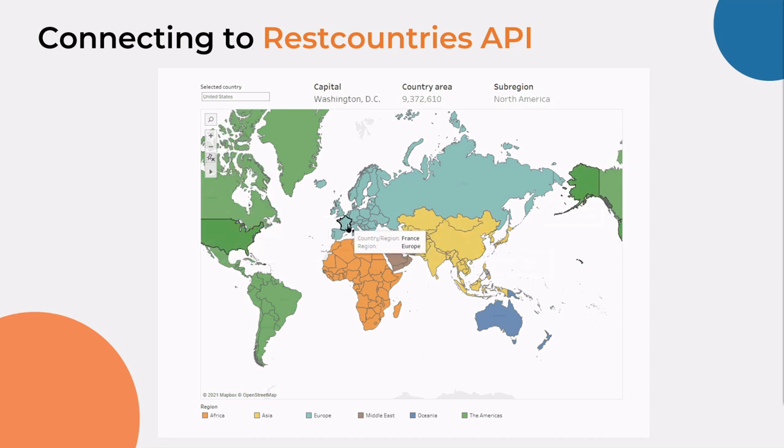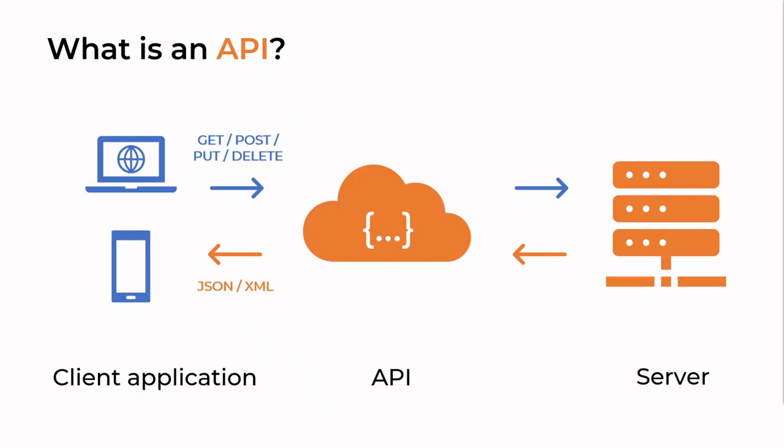But first, let's have a very quick intro to APIs in case you have never worked with them. So what is an API? API stands for Application Programming Interface, and it allows two pieces of software to talk to each other and exchange information, exchange data when a user sends a request.